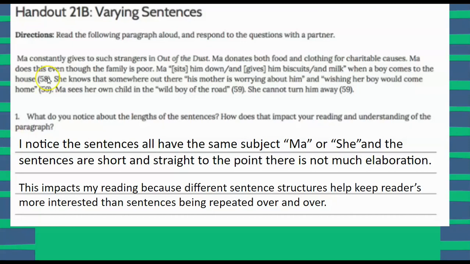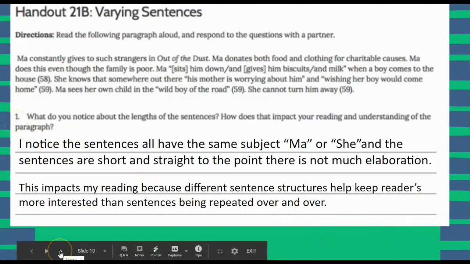Some things that I notice about this excerpt right here is that all of the sentences have the same subject at the beginning of each sentence. The subject is Ma, and we also have the word "she" used multiple times. These sentences are also very short and straight to the point. There is not much elaboration in here. How does this impact your reading and understanding of the paragraph? To me, this impacts my reading because different sentence structures help keep readers more interested than sentences being repeated over and over. You are more than welcome to write your own sentence. You can also pause this video to write down these notes for question number 1, or you can continue to the next question, which is what I'm going to do at this time.